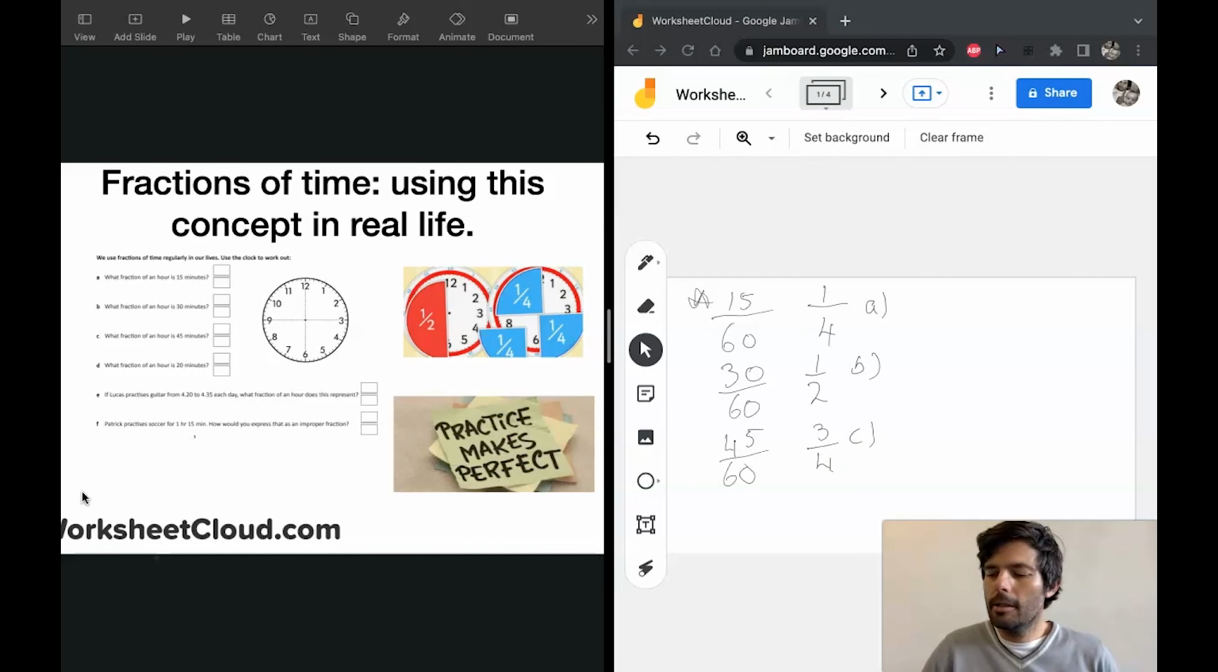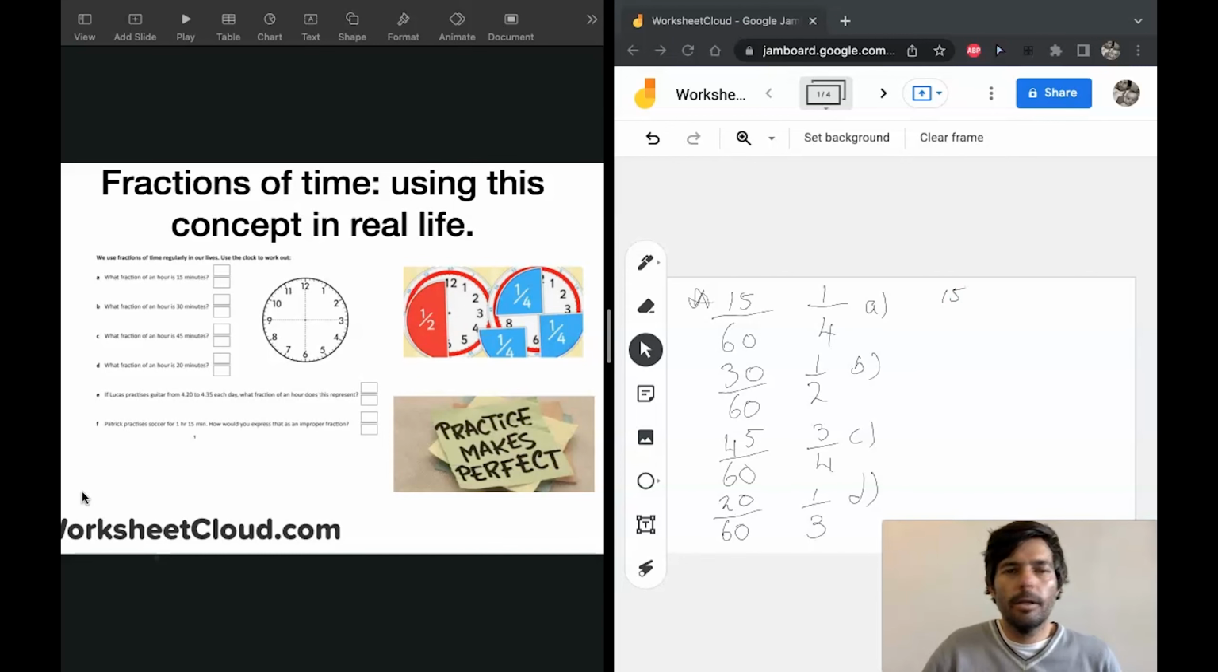Now they ask about 20 minutes, still out of 60. We should be able to recognize that 20 goes into 20 once and into 60 three times. So 20 minutes is 1/3 of an hour. Question E. If Lucas practices guitar from 4:20 to 4:35, that's 15 minutes.